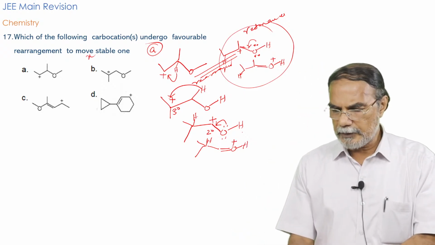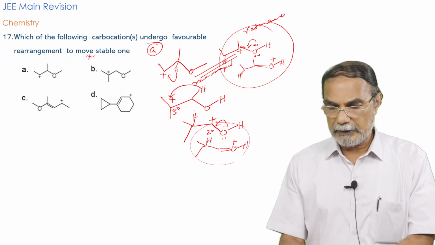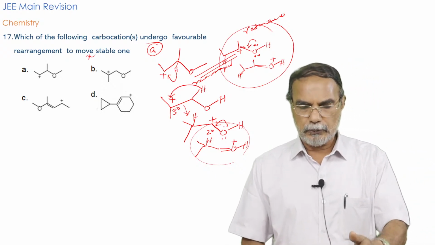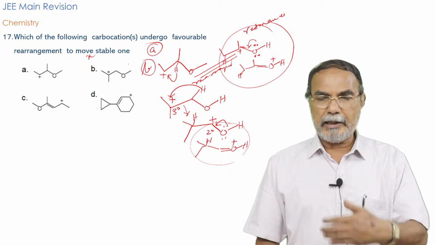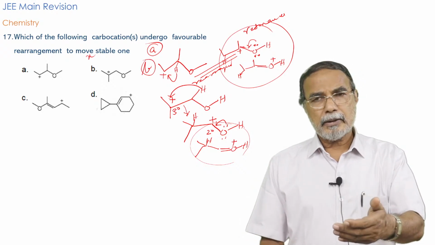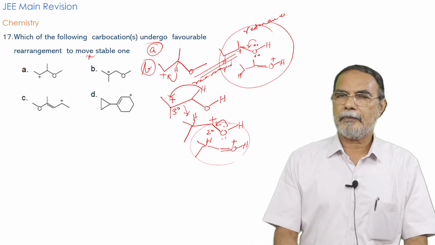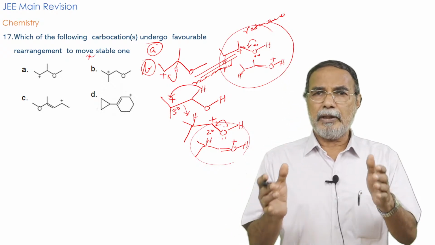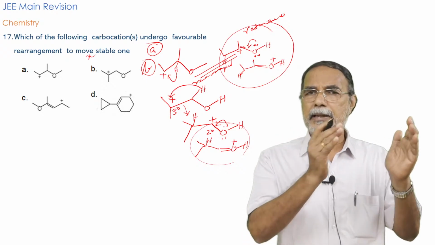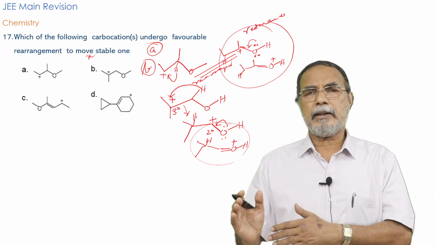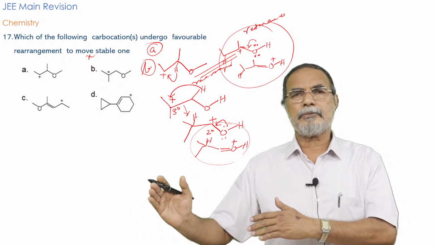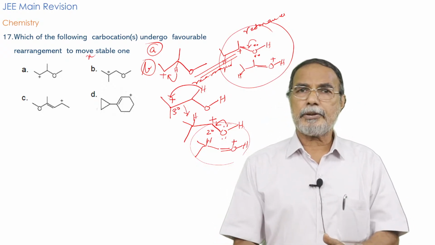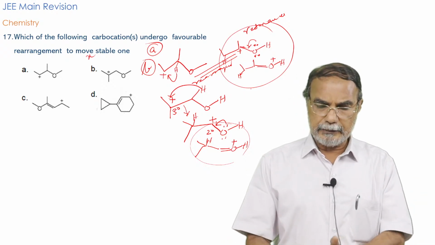So this part I tell you is again resonance stabilization, whereas conversion of this to this is a case of rearrangement. So B also is an answer because B can rearrange to a carbocation which is stabilized by resonance. That's the point, even though it is tertiary to secondary. So there are certain situations when a secondary may be even stabler than a tertiary, provided the secondary has additional stabilizing factors. Here the additional stabilizing factor is resonance stabilization. Here there is no resonance stabilization. Here there is resonance.